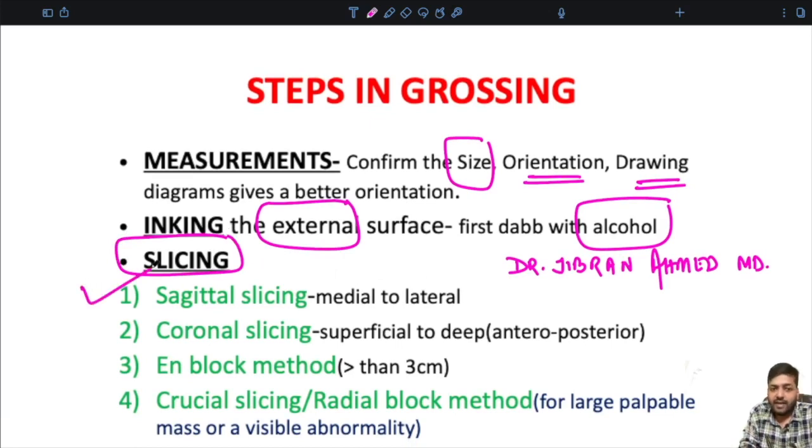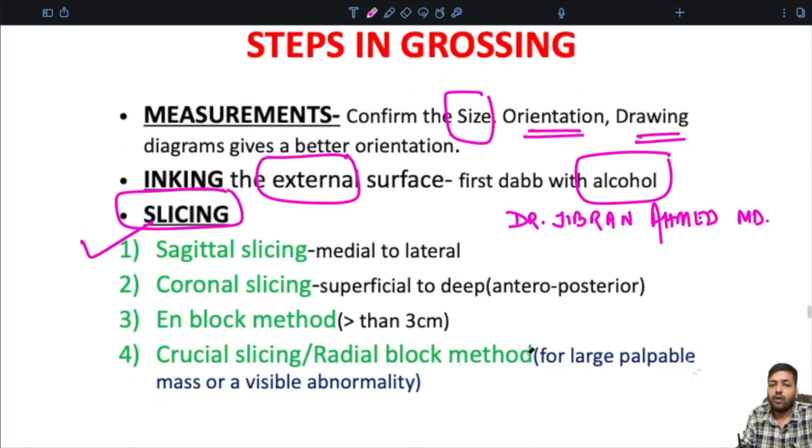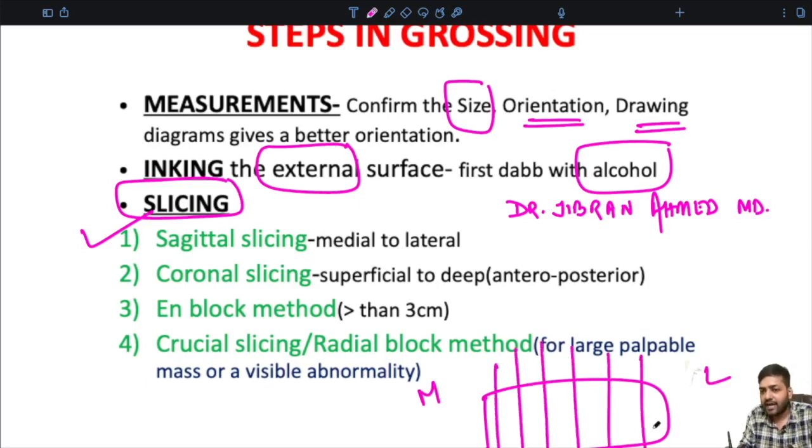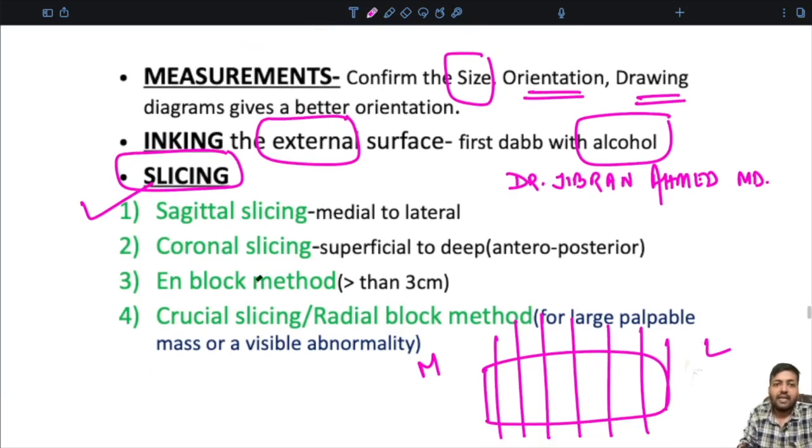There is a sagittal slicing. Sagittal means when you are slicing, if this is the particular specimen and this is medial to lateral, you keep on slicing serially like this. That is sagittal sectioning. I will show you. Then there is coronal.